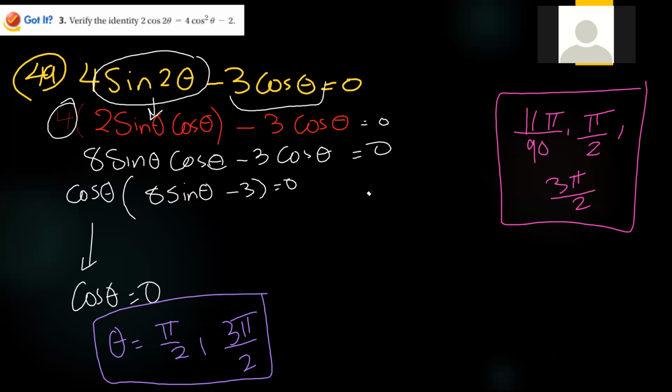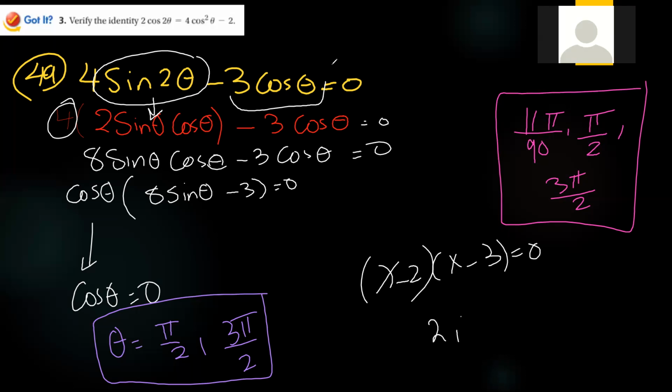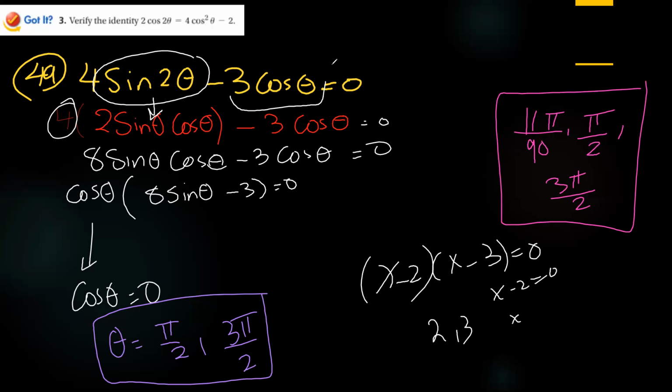Now, you know from the equations, if you have x minus 2 times x minus 3 equals 0, what are the values of x here? 2 and 3. Bravo. You say it first. x minus 2 is 0 and x minus 3 is 0.